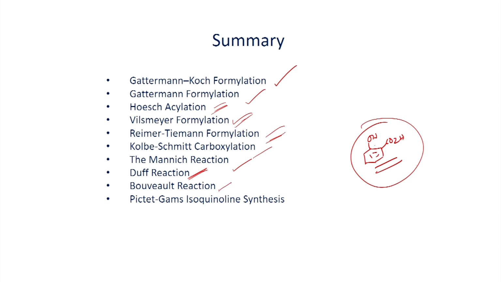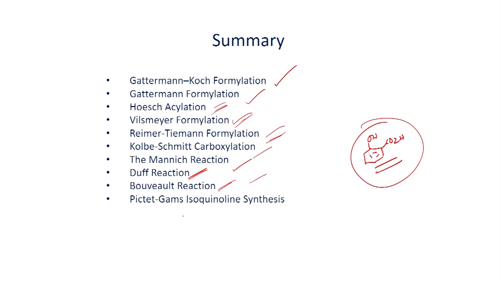Then we have seen the Bouveault reaction, where if you have the aryl lithium, for example phenyllithium, it can readily undergo reaction with dimethylformamide to give the addition product. Once you have this one, when you do the aqueous workup, it can convert into aldehyde. Then we have seen the Pictet-Spengler isoquinoline synthesis. If you have an amide, it can undergo intramolecular cyclization to give the isoquinoline as a product.